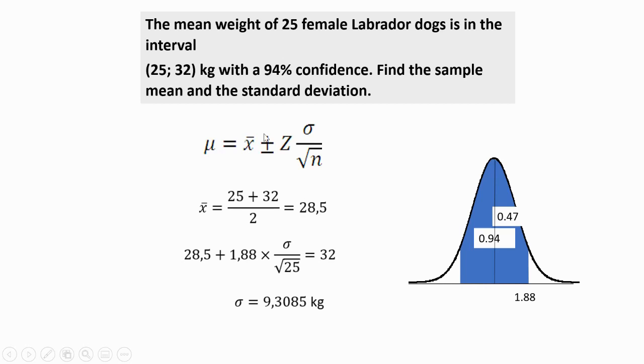Okay, if I wanted to use 25, my lower boundary, then I need to use the minus sign in front of the z.